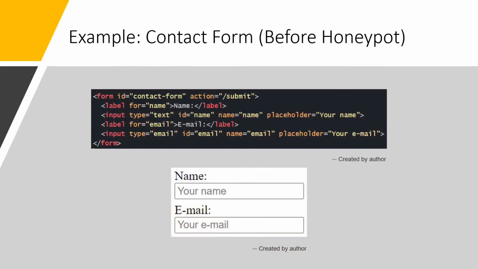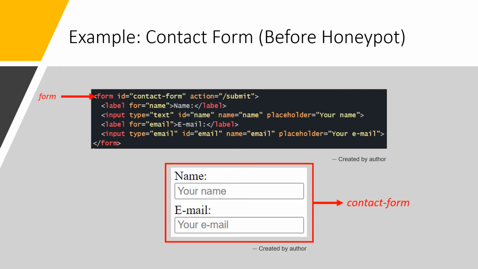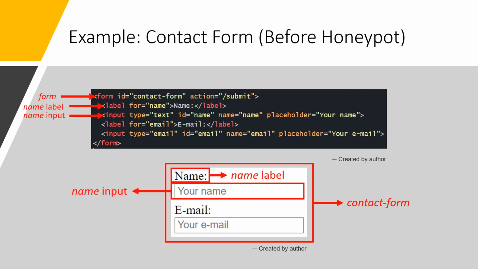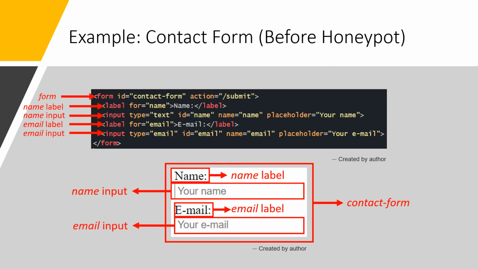Alright, now after we know what Honeypot is, let's walk through its implementation on a simple HTML contact form that doesn't have Honeypot implemented yet. In this walkthrough example, we have a contact form that consists of the following four elements: name label, name input, email label, and finally an email input.